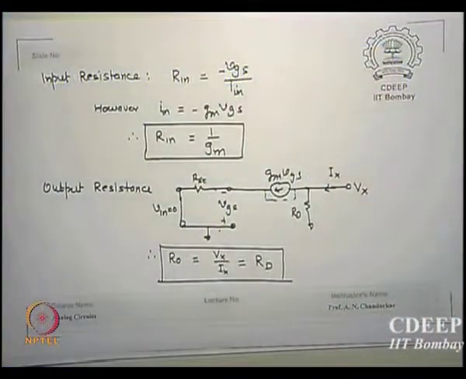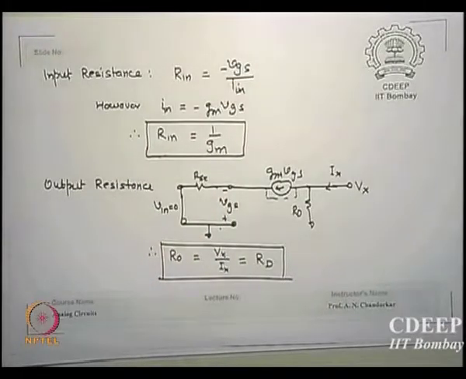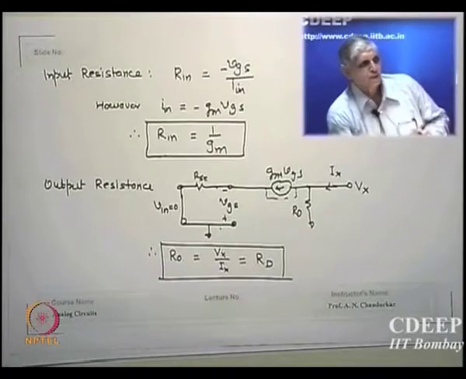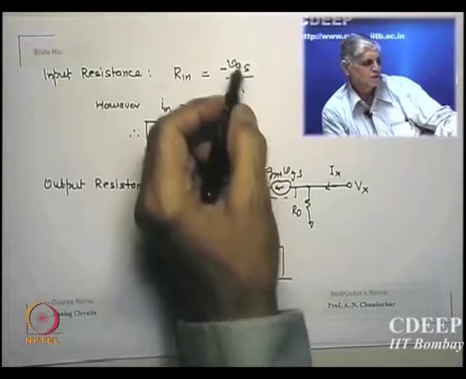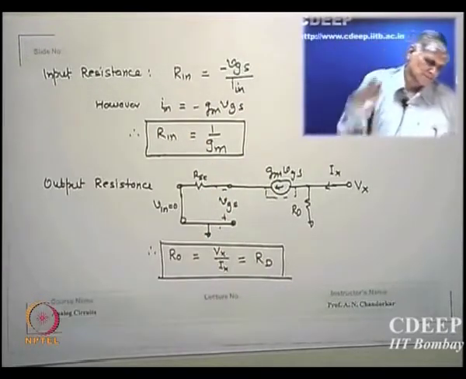For this, the input resistance is VGS by In, but In is minus Gm VGS, so Rn is 1 upon Gm. Is that correct? Minus VGS is Vn, that's what we said. Gm VGS is In, VGS by In is the Rn, so Rn is 1 upon Gm.